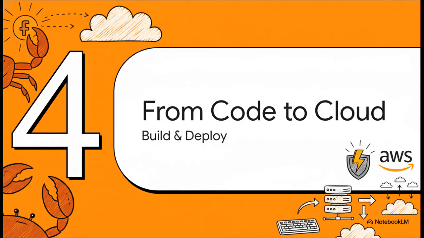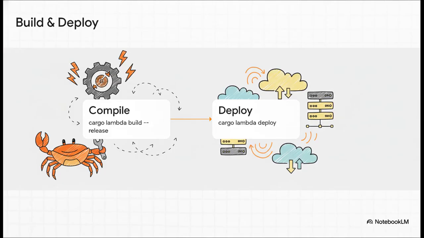Okay. We've written the code, it looks good. Now, how do we actually get this thing from our computer up into the AWS cloud? Well, this is where that Cargo Lambda tool really becomes your best friend. I mean, look at this. It's literally two commands. First, cargo lambda build --release. That compiles your Rust code into a super optimized binary that's built specifically for the Lambda environment. Then, cargo lambda deploy. That one command packages it up, creates the IAM role for you, and deploys the function. That's it. It's that easy.